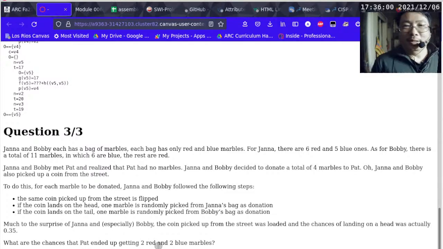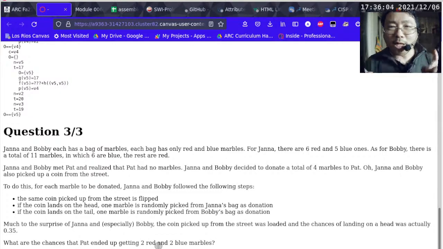So the question is, what are the chances that Pat ends up getting 2 red and 2 blue marbles? All right. So once again, the most important part is about how to set up the question, how to set up your answer. There are 2 distinct processes, and now you have to find out what is the first process and what is the second process. And then for each process, what distribution are we using?